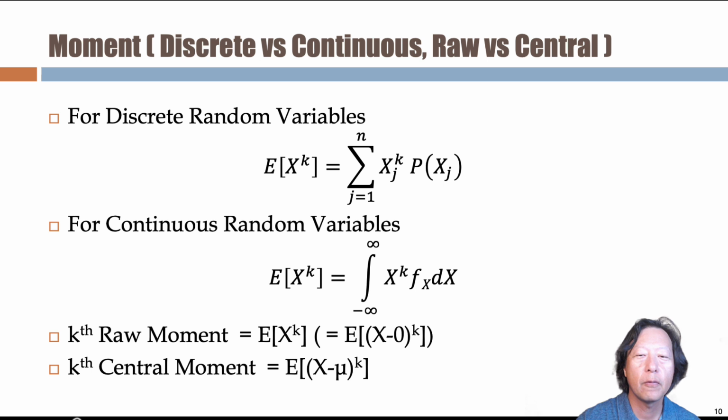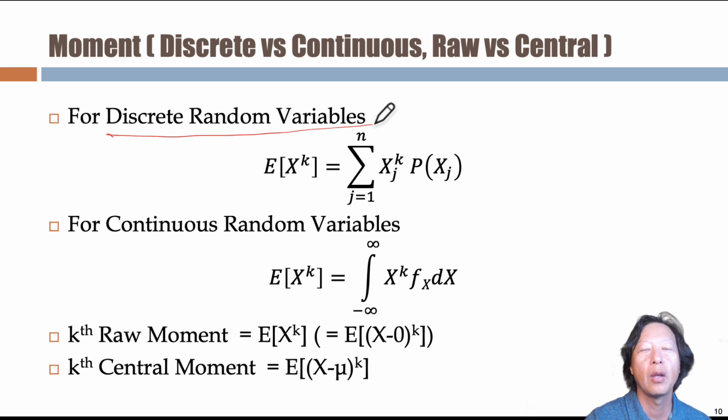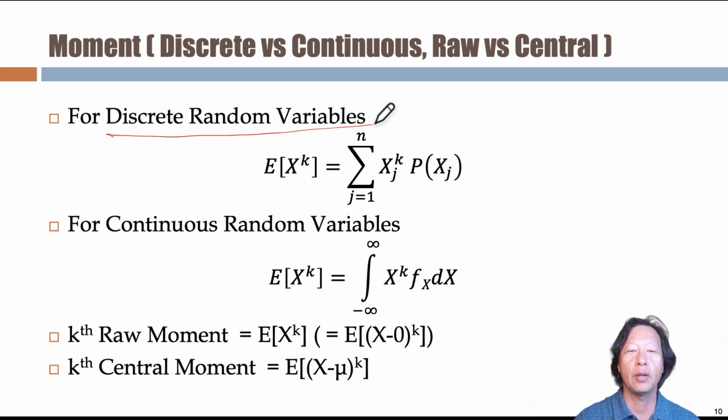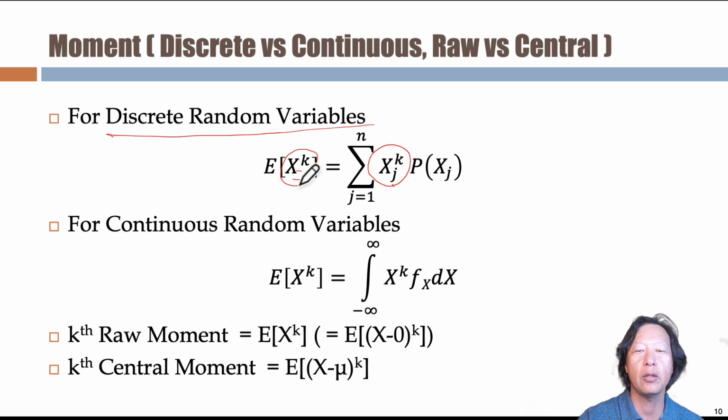Now, find out the moment, which is the expected value for the discrete random variable and continuous random variable. Expectation is the weighted average using the probability as a weight. When we talk about the discrete random variable, we have to add up, because this is a weighted average of our variable. For x to the k, we calculate x to the k power times the probability of x, and then we just add up.